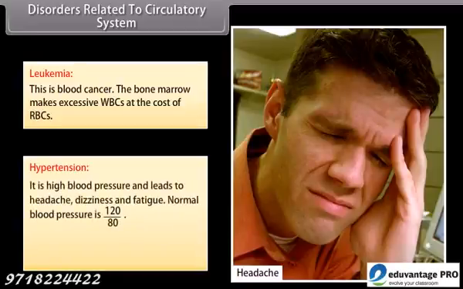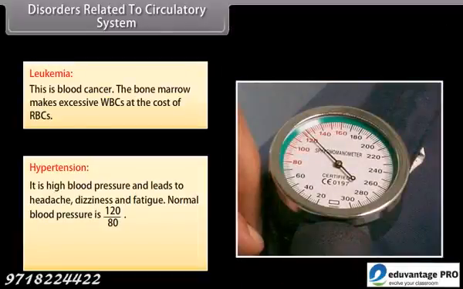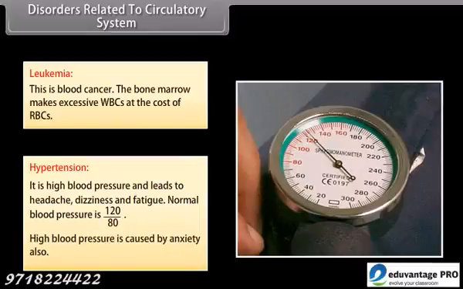Hypertension. It is high blood pressure and leads to headache, dizziness, and fatigue. Normal blood pressure is 120/80. High blood pressure is caused by anxiety also.